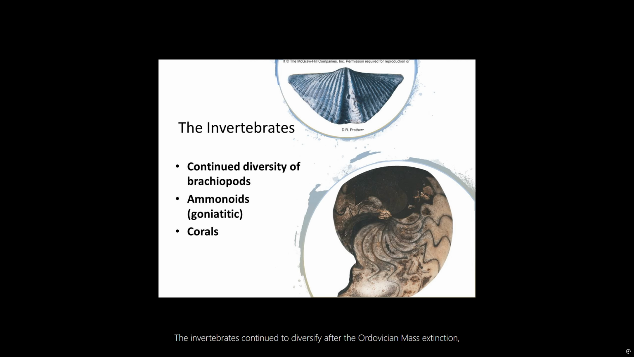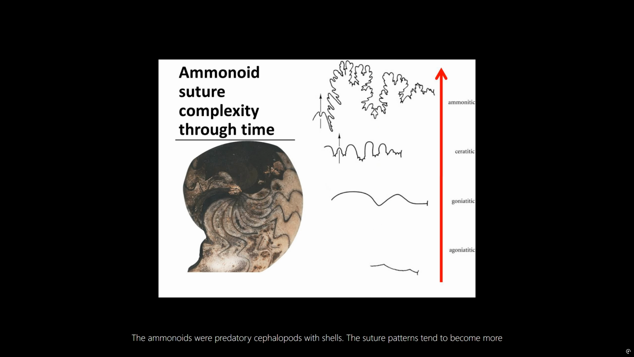The invertebrates continued to diversify after the Ordovician mass extinction, including the brachiopods, such as the one in the top picture, and the goniatitic ammonoids in the bottom photo, as well as the corals. The ammonoids were predatory cephalopods with shells.